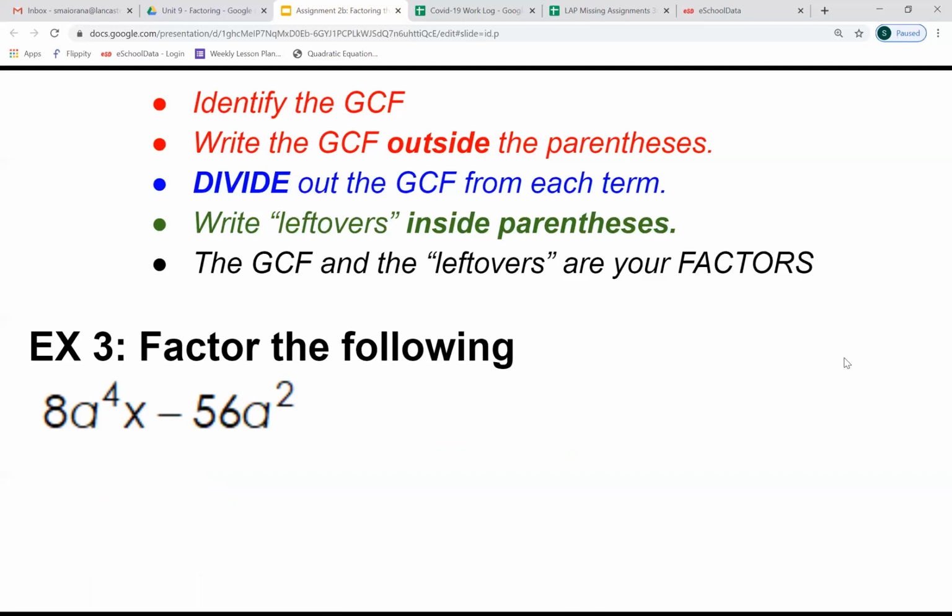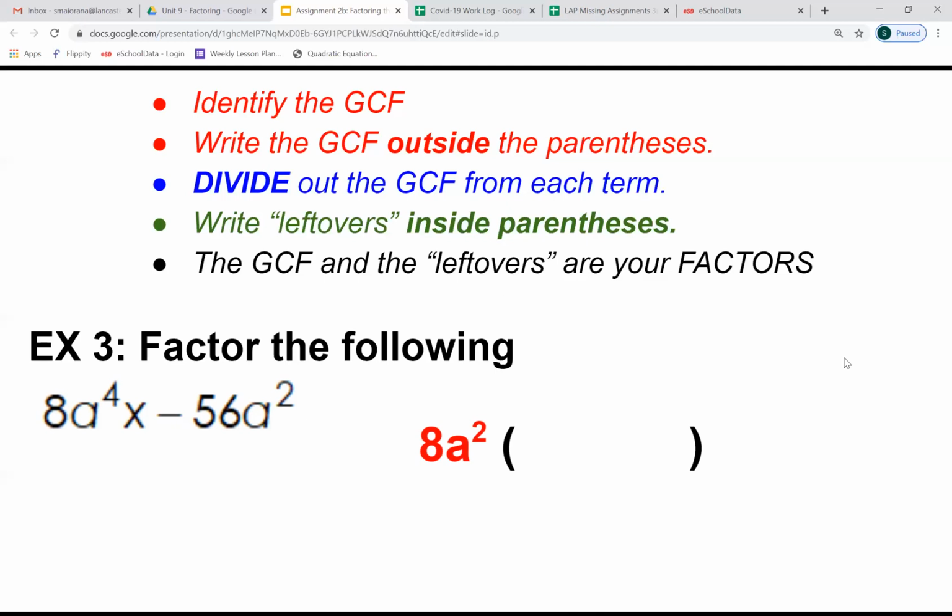Example 3, I want to factor 8a to the 4th x minus 56a squared. So first, starting with the GCF, the biggest number that's going to divide both 8 and 56 is 8. The smallest exponent on a's is 2, so I can take out 8a squared. And I only have an x in one term. I don't have it in both, so I can't take that out. So all I have for my GCF is 8a squared.